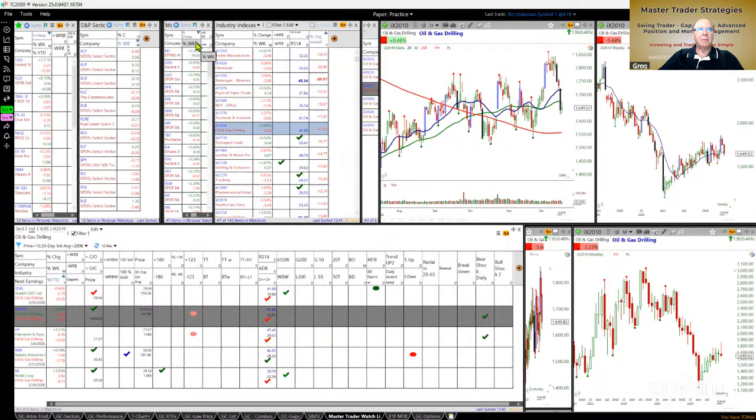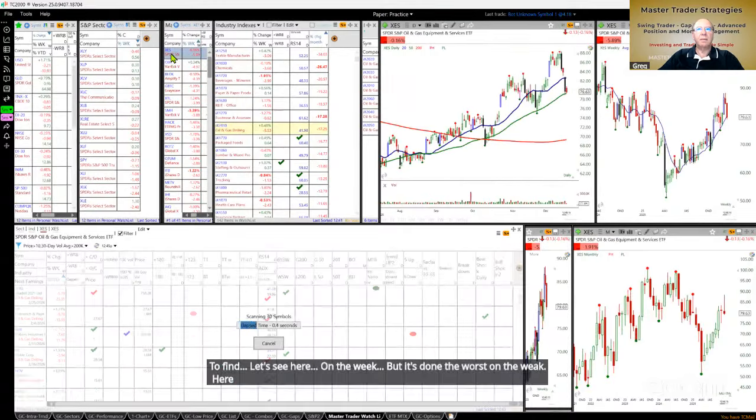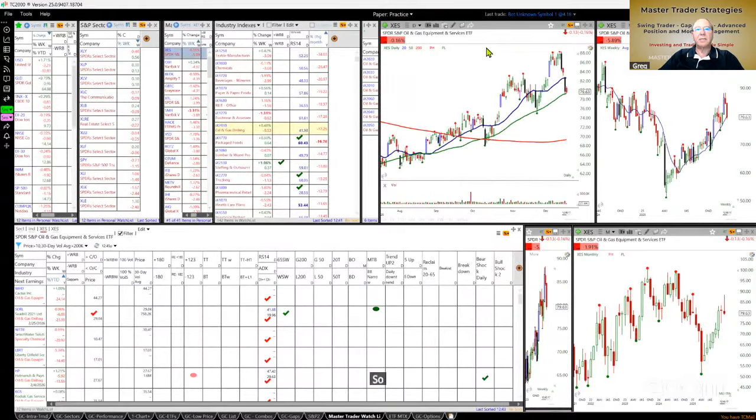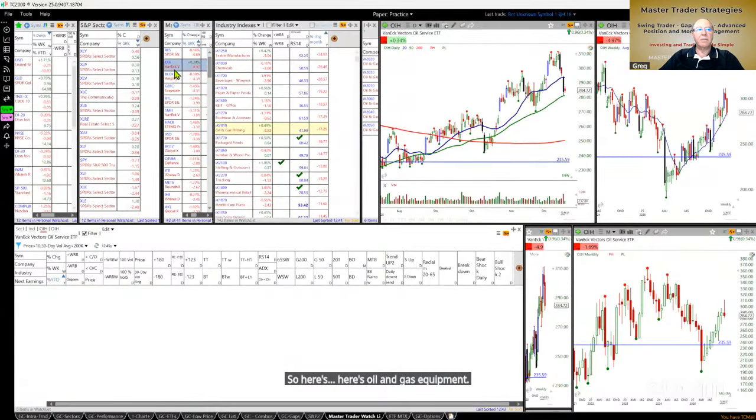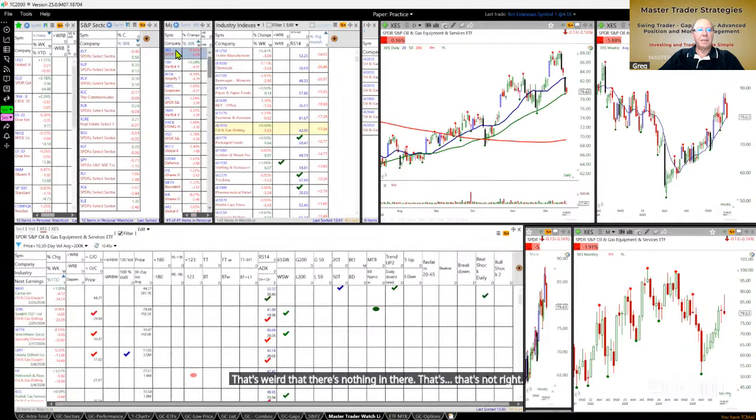Let's see here. On the week, what's done the worst on the week? Here's another one. So here's oil and gas equipment. Here's oil service. That's weird that there's nothing in there. That's not right. But so you can see how powerful this platform is. But the platform is powerful because of how it's put together. You can do it in different ways.